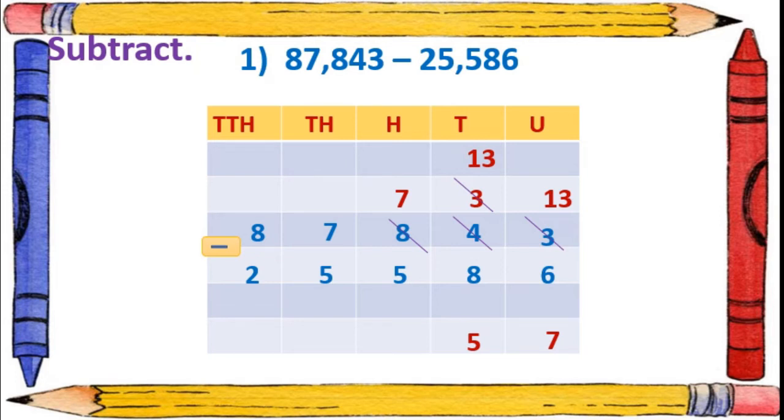Now in the hundreds place 7 remained. 7 minus 5, how much? 2, isn't it? Now in the thousands place 7 minus 5 is equal to 2, and in the 10,000s place 8 minus 2 is equal to 6. So read the answer. That is nothing but 62,257. Correct?